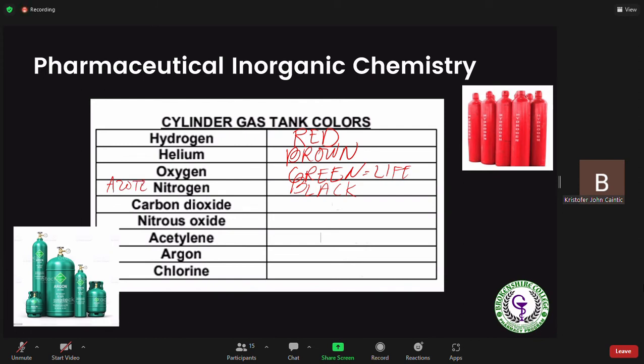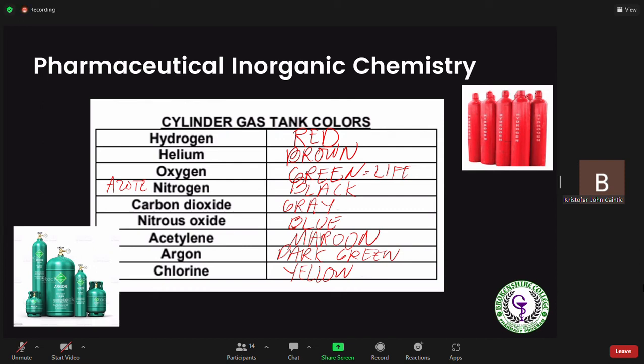Next, your carbon dioxide is placed in a gray container, while your nitrous oxide should be placed in a black, or rather blue, container. Your acetylene gas is placed in a maroon container. Your argon is placed in a dark green container. And lastly, your chlorine gas is placed in a yellow container.